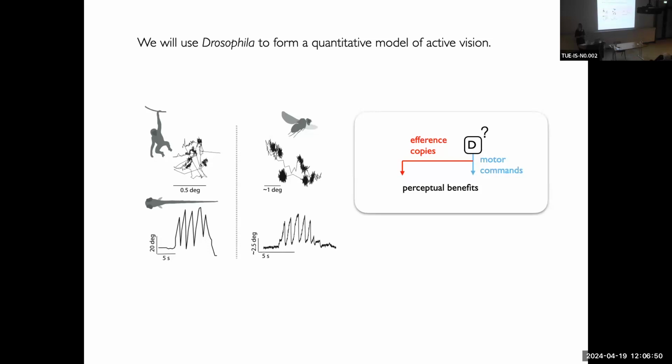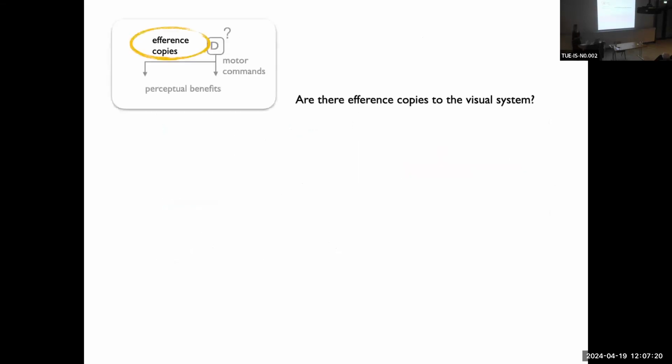And for that, we make use of the electron microscope reconstruction of the fly brain. We want to understand the efference copy mechanisms, so is the visual system informed about an impending eye movement, and then we want to understand the perceptual benefits. So why do flies even do that? And what do they see because they move their eyes, and how is this implemented in the brain? And my lab is really young, but I'm going to show you the first insights that we gained.